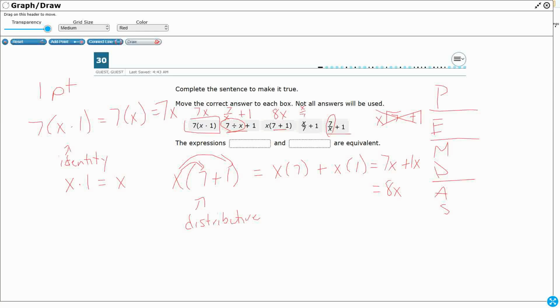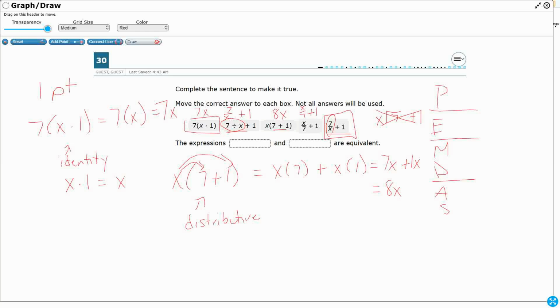x over 7 plus 1, you cannot simplify that at all because x over 7 is a fraction, 1 is a whole number, and you can't add a fraction and a whole number, unless you want to collapse them into some type of mixed number, but really there's no point in doing that. Leaving it like this is fine, and then obviously we've got our final one right here.